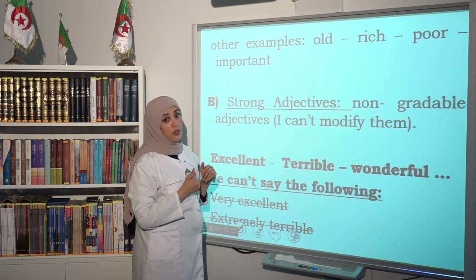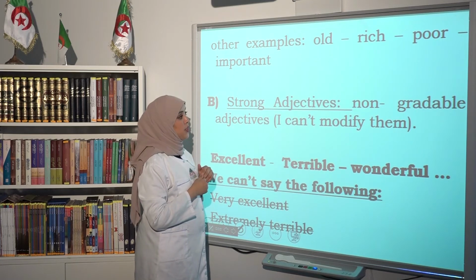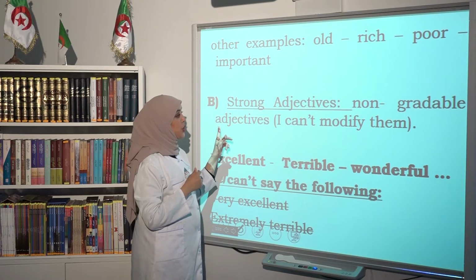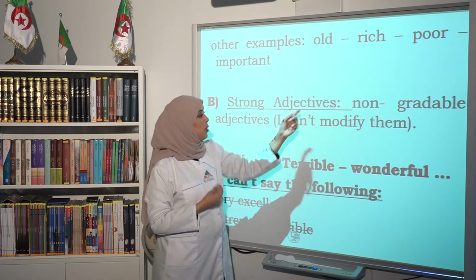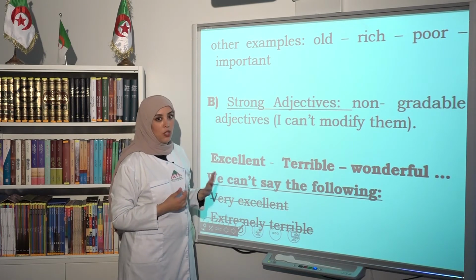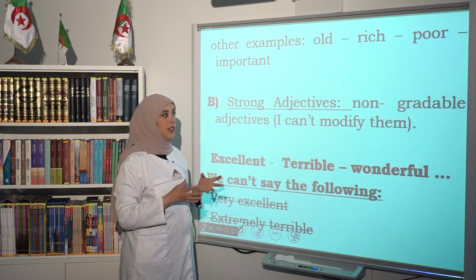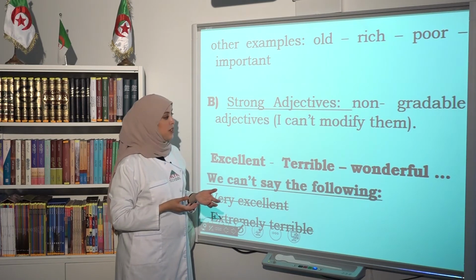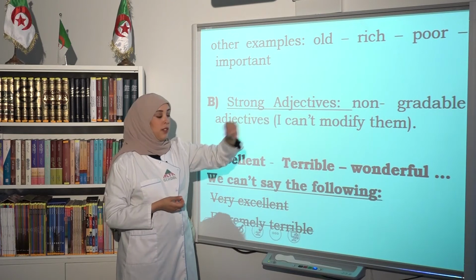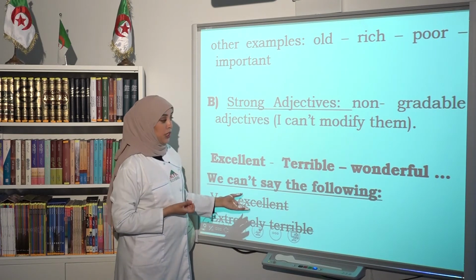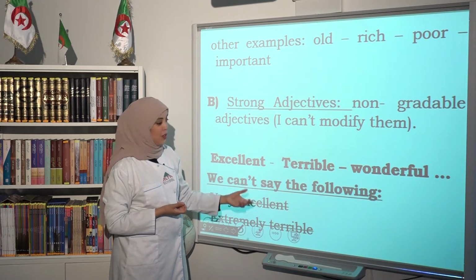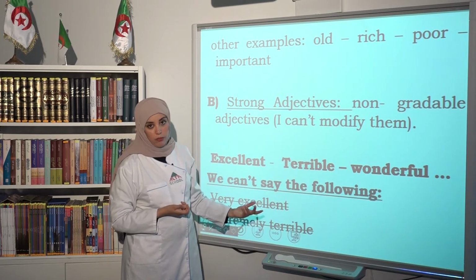Let's move on to strong adjectives. Strong adjectives are non-gradable, so it's the opposite. What does it mean non-gradable? I can't modify them, okay? I have excellent. I'm not going to say very excellent. No, excellent is already a strong adjective. Terrible, wonderful, etc. Outstanding, amazing, etc. Here we can say the following. I can't say very excellent or extremely terrible. No.